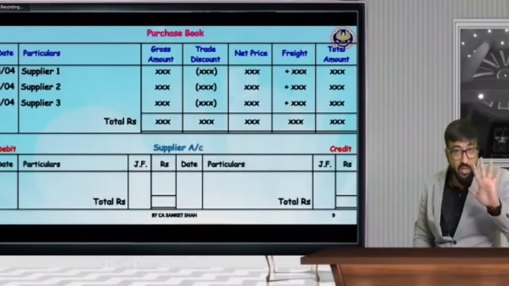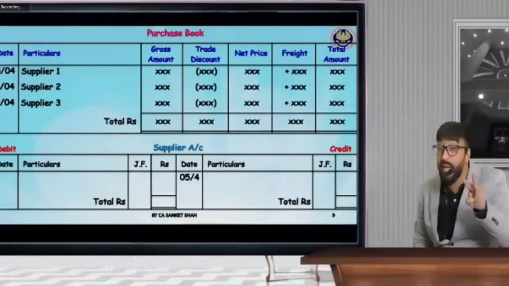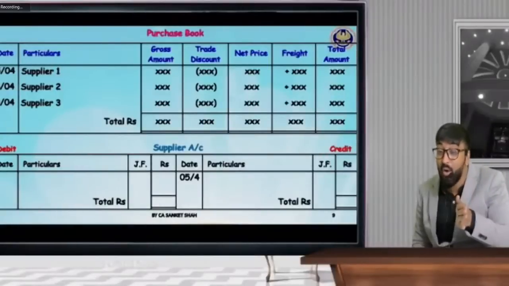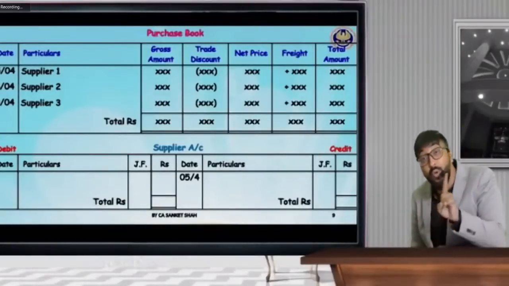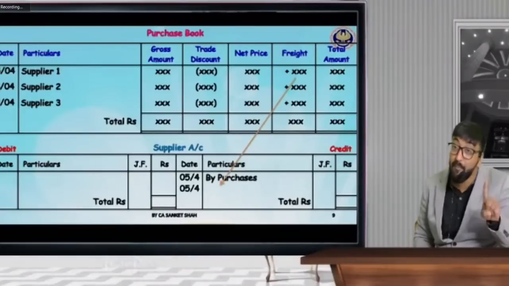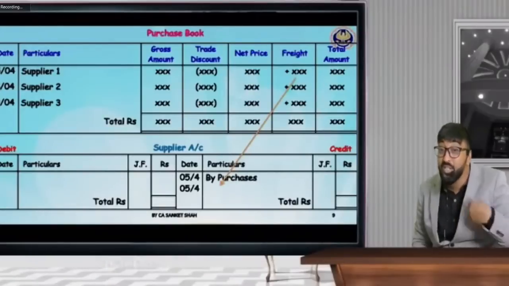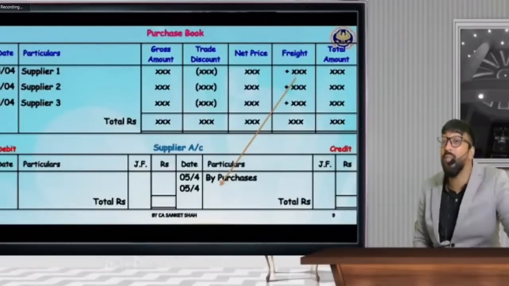Supplier account, wait. Now supplier account is our creditor. Here how to record? In supplier account, we will record on separate days. That is, in supplier account, we are going to record on 5th April. We won't take total. Individual accounts, by purchase and by freight on the same day. So supplier personal accounts, we will maintain date wise, and purchase account, we will take a total on 30th April.